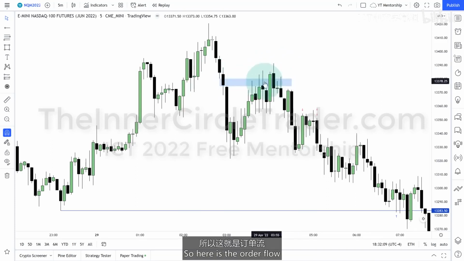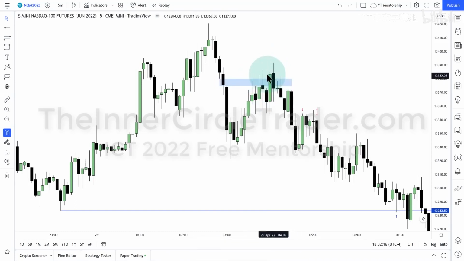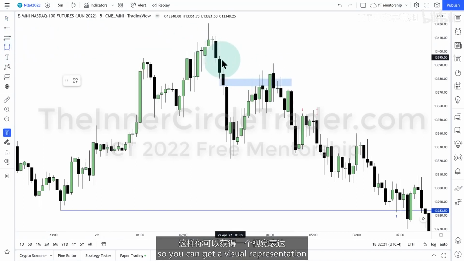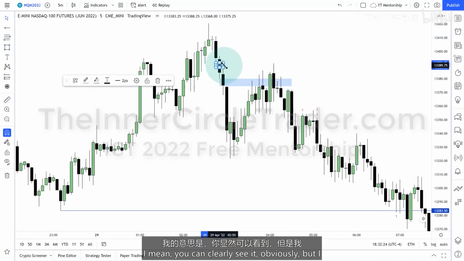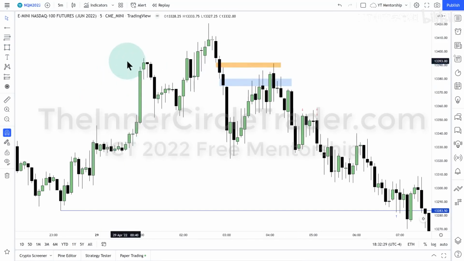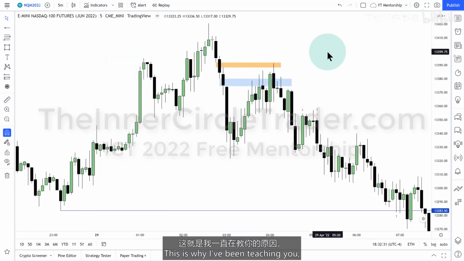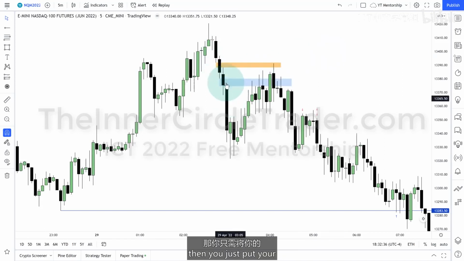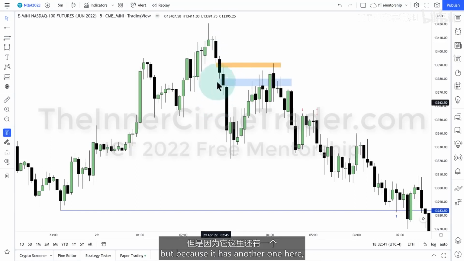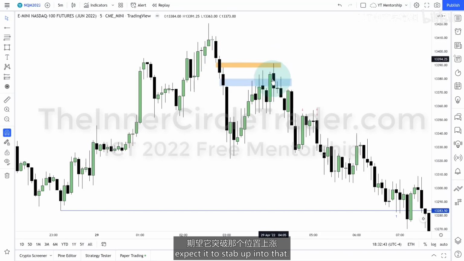So here is the order flow inside of that fair value gap here. Again, a little bit of extra runs above into that fair value gap there. I'll put another rectangle here so you can get a visual representation of what I mean by that. I mean, you can clearly see it, obviously, but I want you to see it by contrast. So this is the rules. This is why I've been teaching you, okay? If there is only one fair value gap, then you just put your entry there and you don't expect it to go up into any deeper retracement. But because it has another one here, expect it to stab up into that.